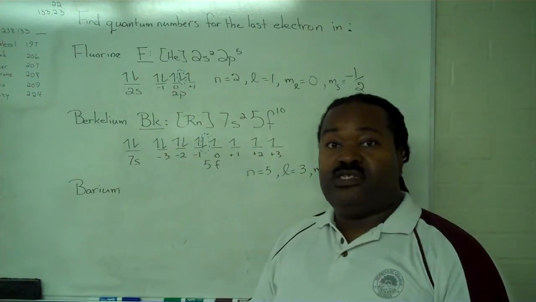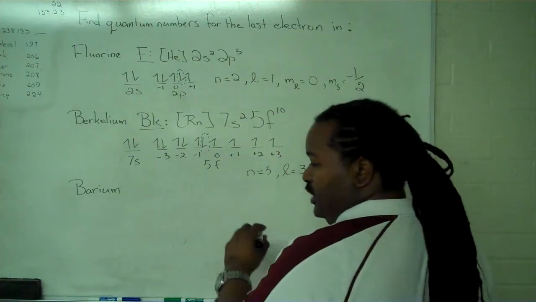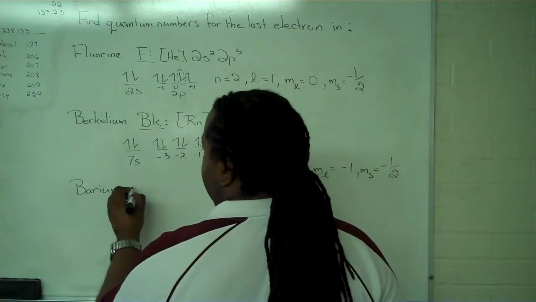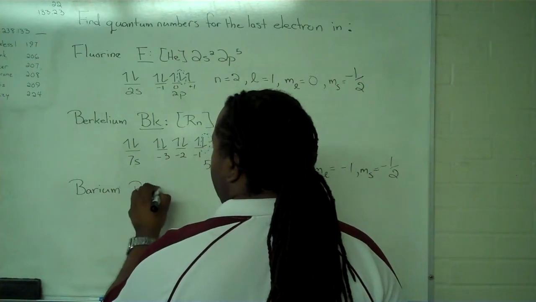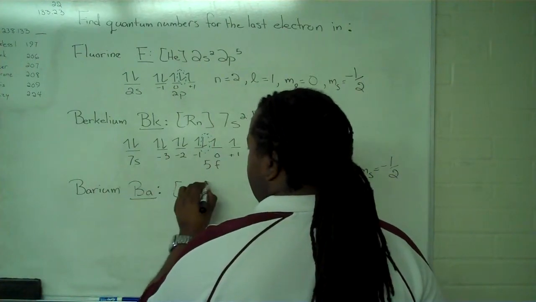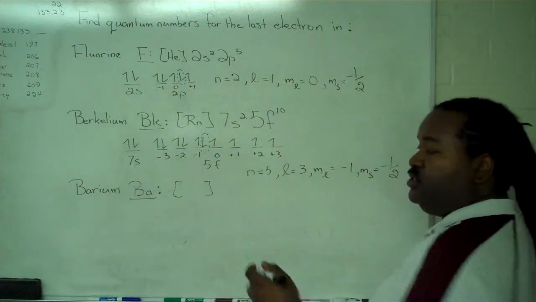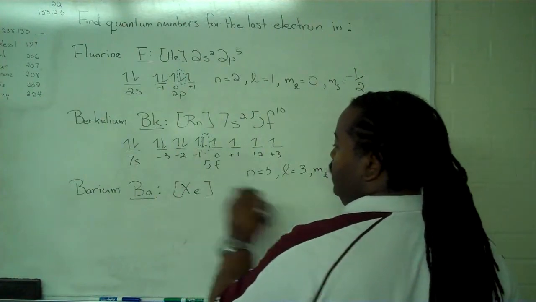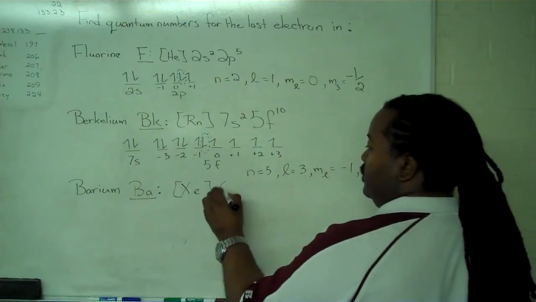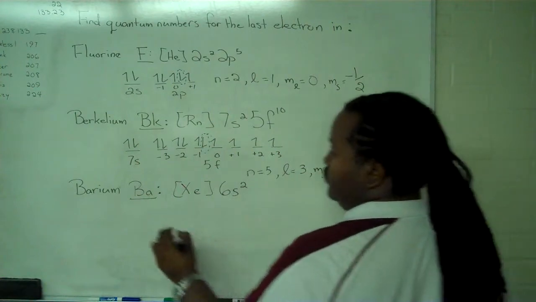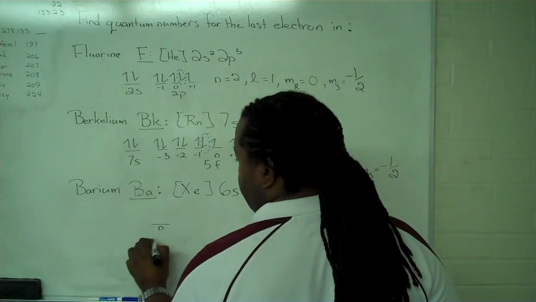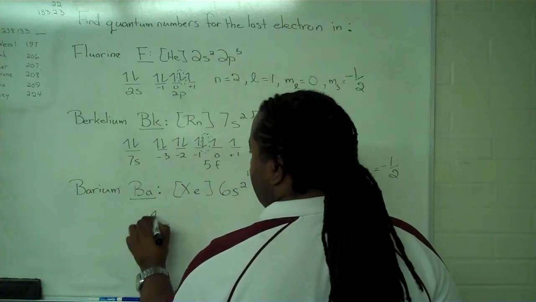Our last example is barium, and for that we need the configuration. So once again, you have to go to your periodic chart to get the noble gas core. That's xenon, 6s2, and 1, 2.